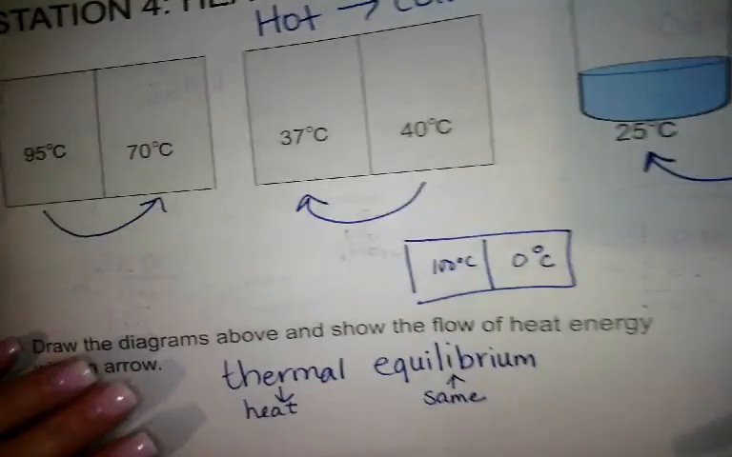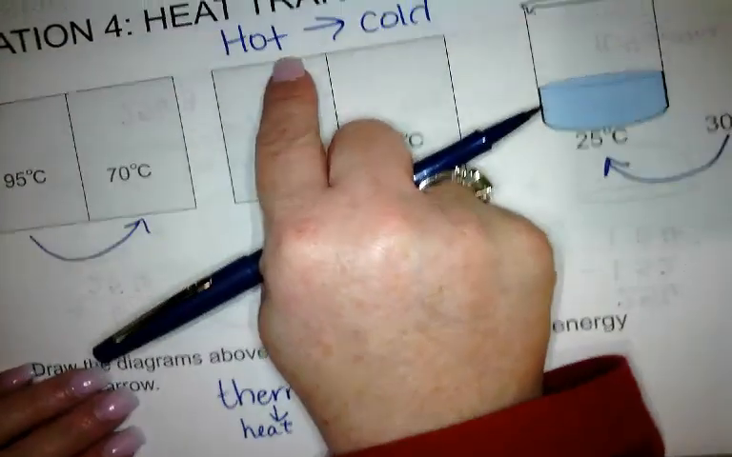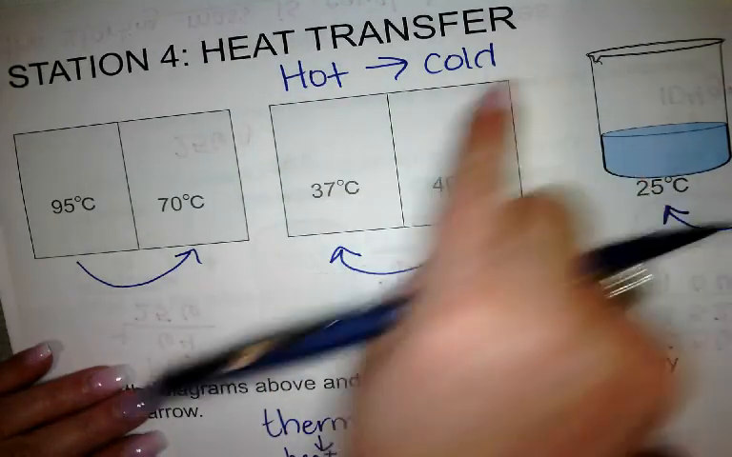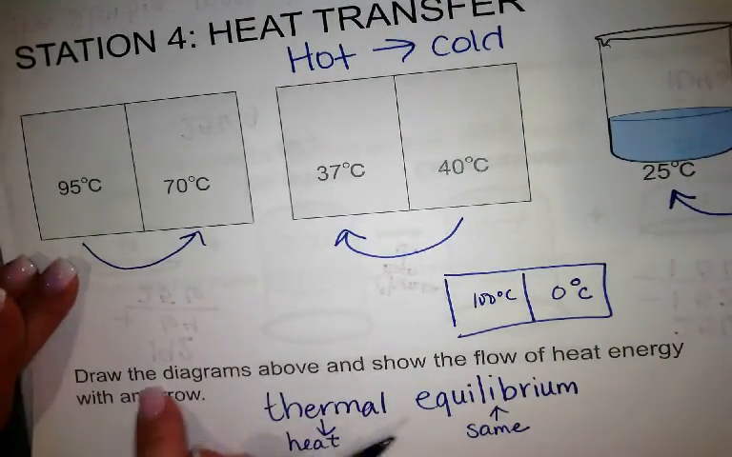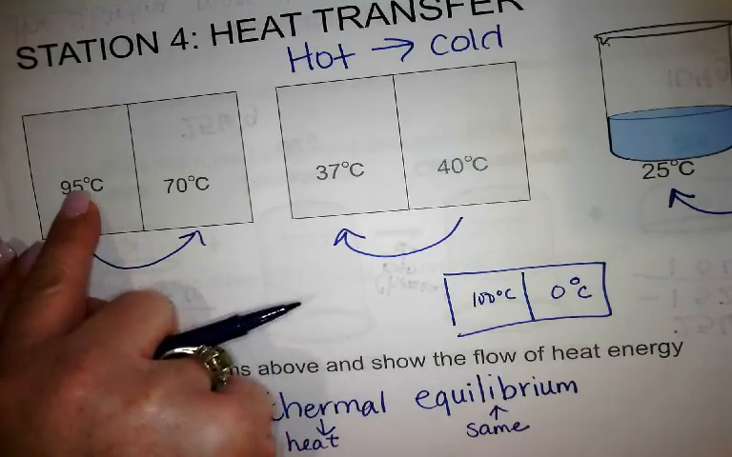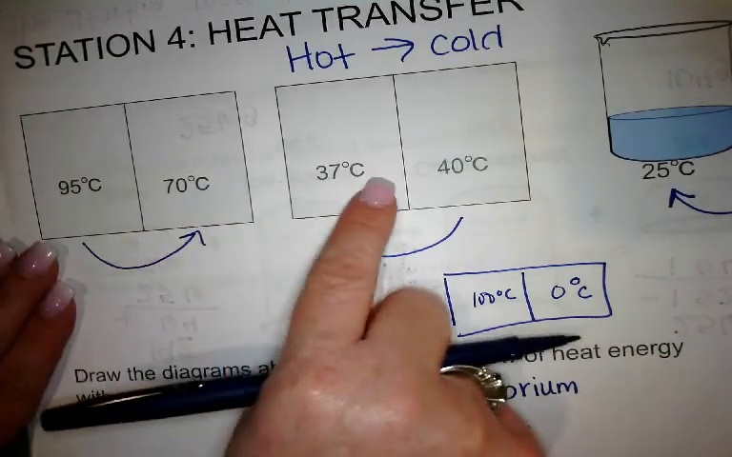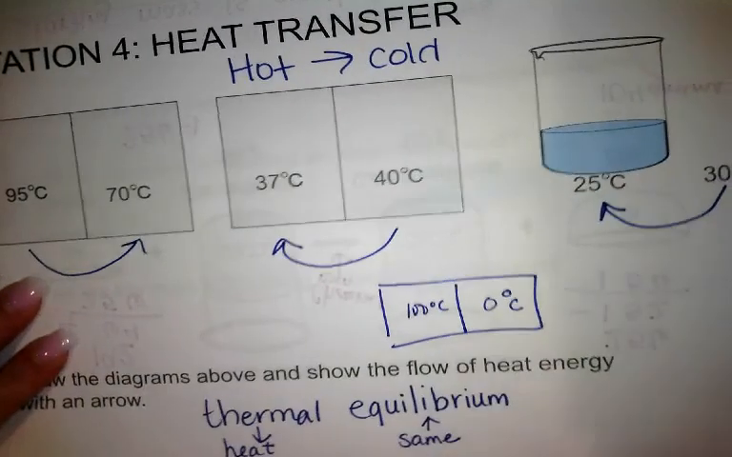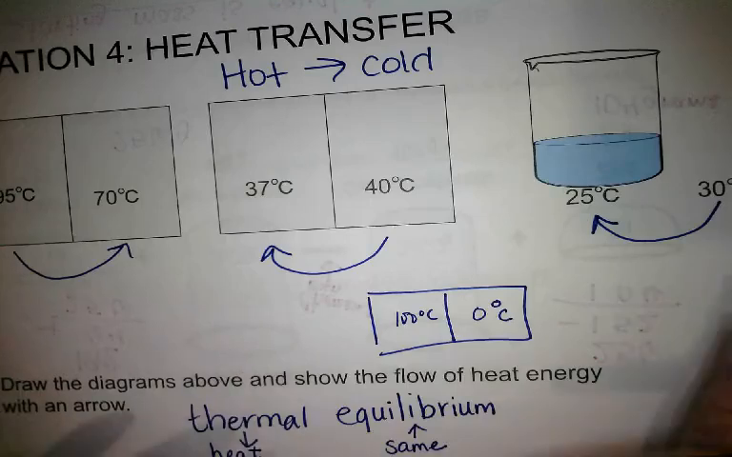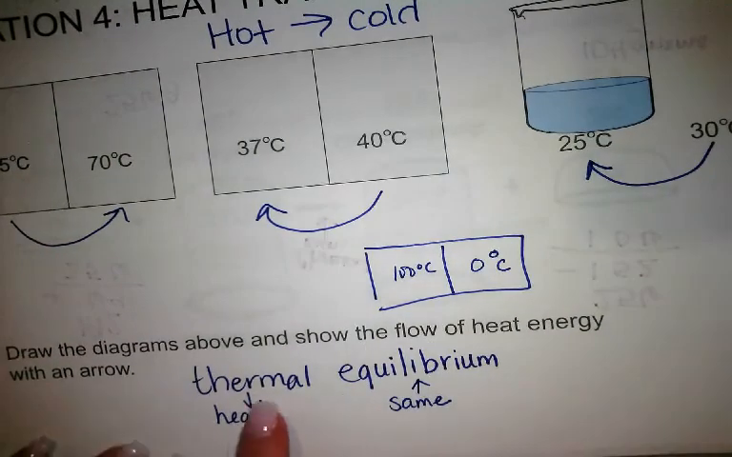Okay, then it talked about heat transfer. The key is that heat always travels from hot to cold. This one asks you to draw a diagram of that and show the flow of heat energy with an arrow. It's always going to travel from hot to cold. So that's what I did with this one: drew an arrow from the warmer section to the cooler.